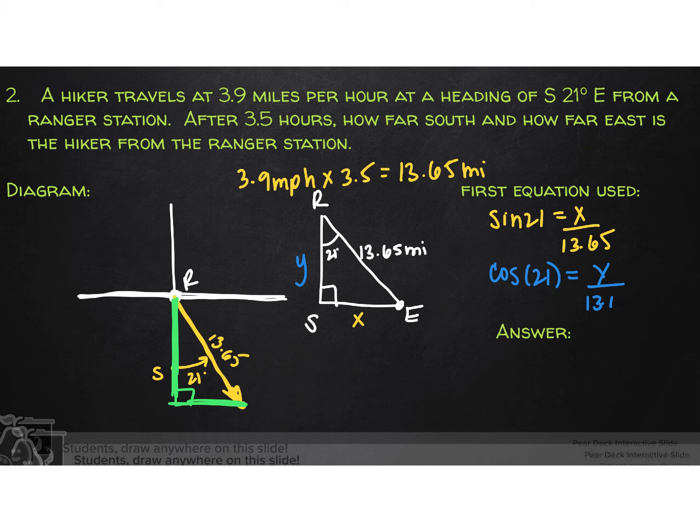over the hypotenuse. So then in your calculator, you would type in 13.65 times sine of 21, and you would get 4.84. So 4.84, what is this, miles east of where they started. And then you would type in 13.65 cosine of 21 to get that they were 12.74 miles south of where they started.